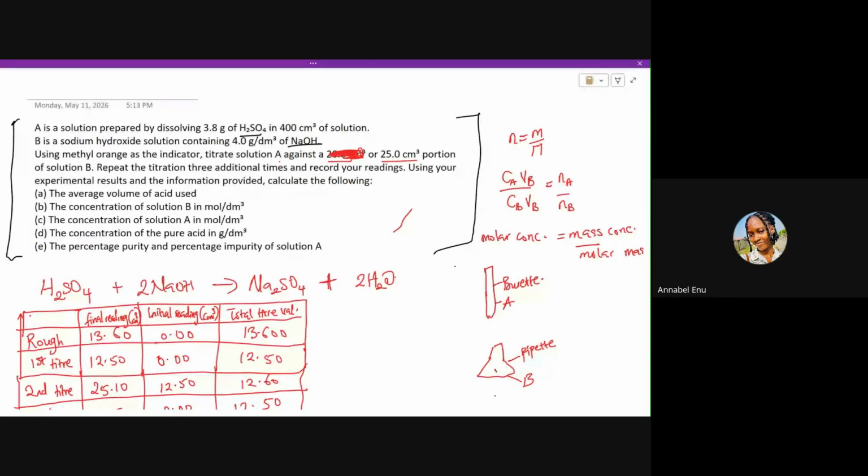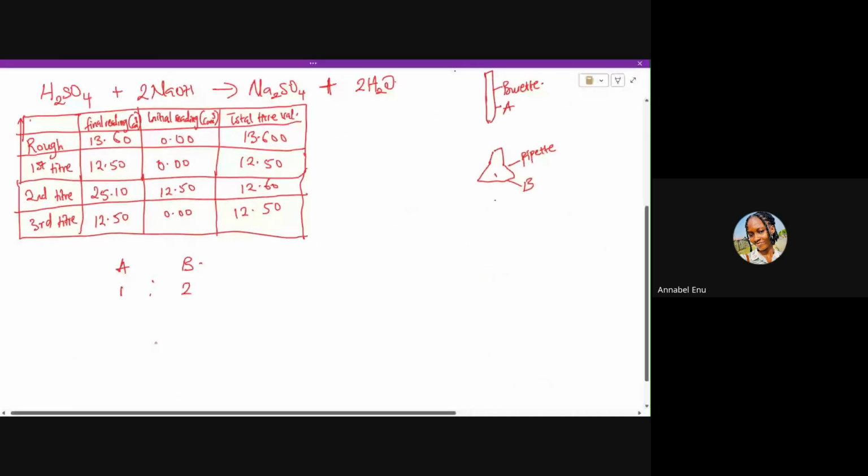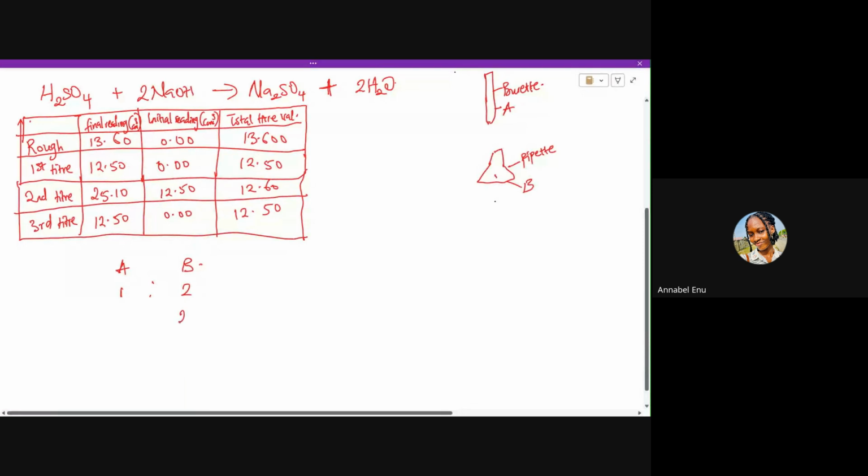25 centimeters cube. Very good, 25 centimeters cube from the pipette, right? So we know that the volume of our base is 25 centimeters cube. Since based on the balanced equation, acid to base is a 1:2 something. That is to say, acid is like half of the base. So for us to now get our volume in terms of titration process, we should ensure that our values are about half of our volume of base.